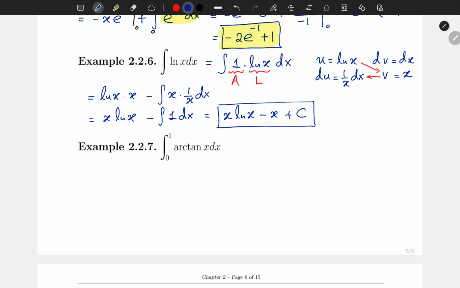Now, here we learned a new trick. If you have an integral where we do not know how to evaluate the function, and if it is just a single function, we can try to rewrite it as a product of two things, where one factor is the number 1, the second factor is the function. Right? So let's try that on the next example, 2.2.7.